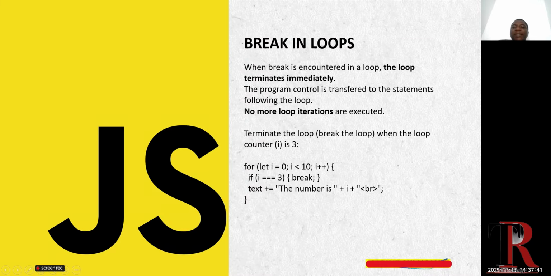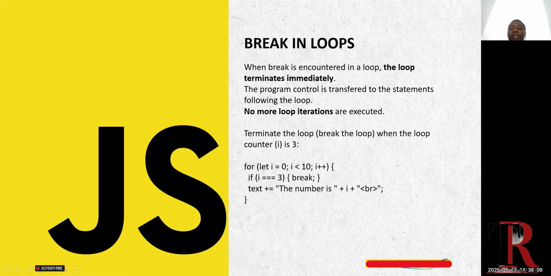When break is encountered in a loop, the loop terminates immediately, which means that once the execution of your code hits break, the loop will not even go forward to evaluate other leftover code. It will terminate immediately. That's the purpose of break in loops. The program control is transferred to the statement following the loop. No more loop iterations are executed.